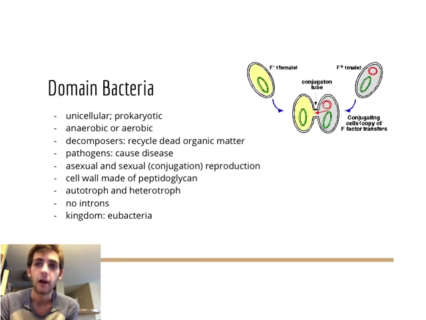Domain bacteria. These organisms are going to be unicellular and prokaryotic. Remember, prokaryotic meaning no internal membranes or no membrane-bound organelles. So they have no nucleus, they have no mitochondria, they have no chloroplast. They just have those basic characteristics that all cells have. Members of this domain can be anaerobic or aerobic.